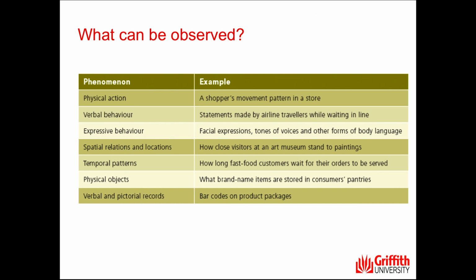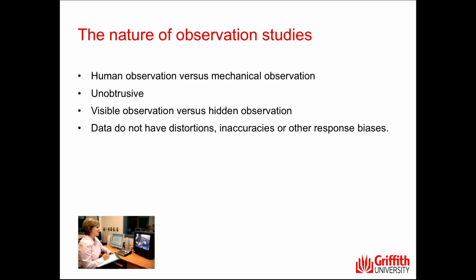Another example, expressive behavior: facial expressions, tones of voice, and other forms of body language. If consumers are angry or happy, I think you can see it through facial expression. Another example, temporal patterns. If you wanted to measure how long fast food customers actually wait for their orders to be served. These are some of the examples, and it has to be obvious that it can be measured in an observation study.